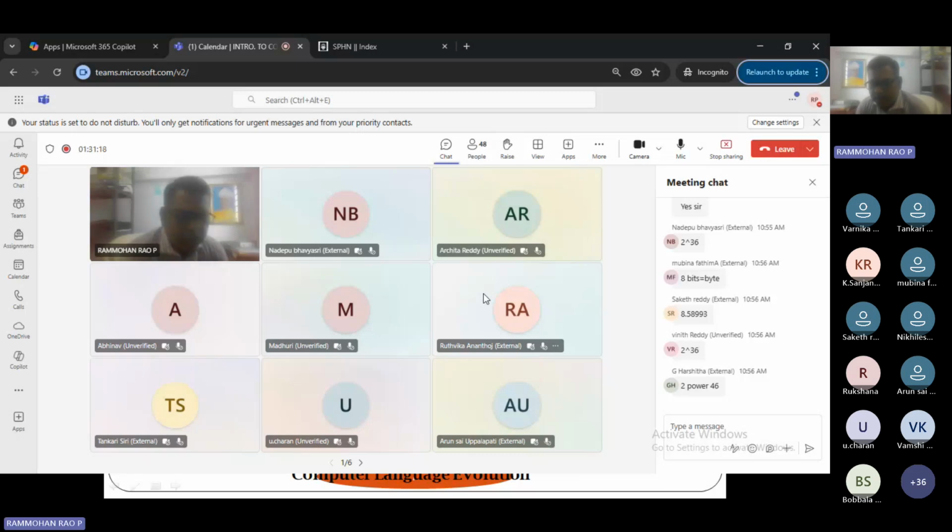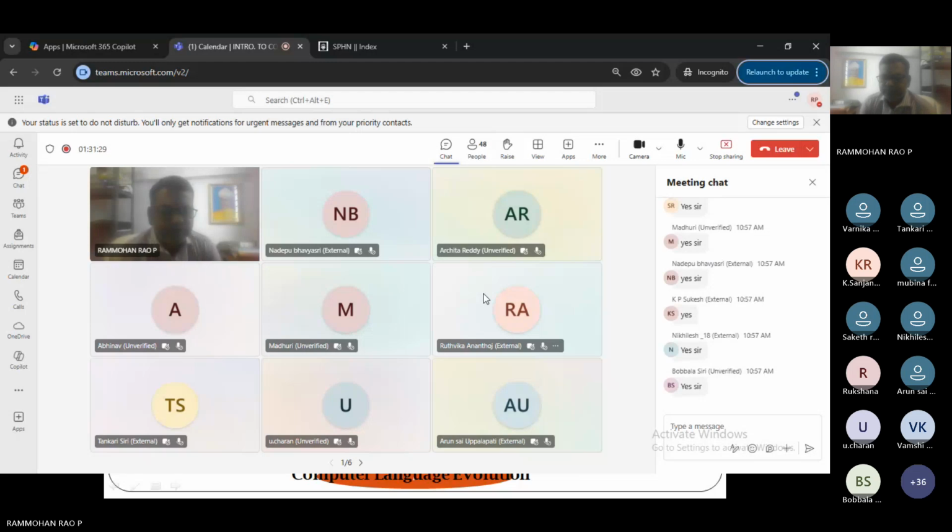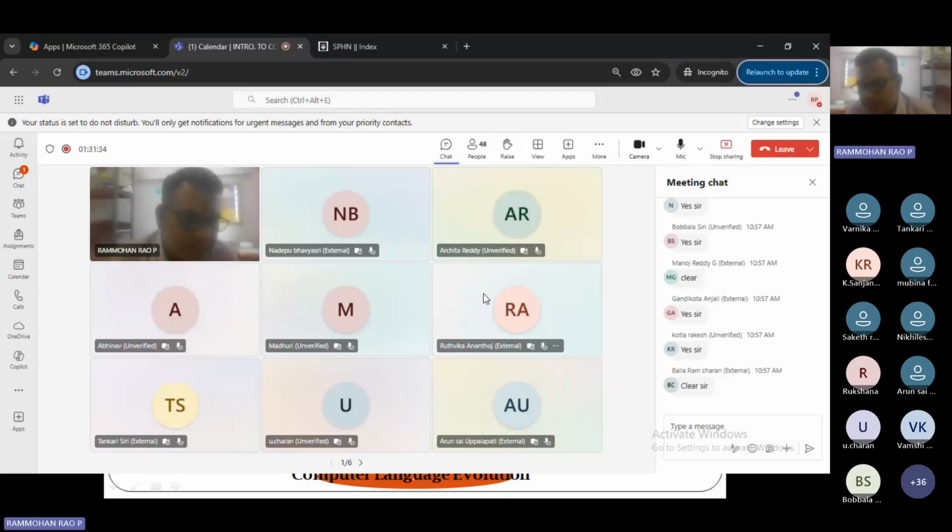Yeah, 2 power 36. It's not 2 power 46. Harshita, did you understand what exactly the process is? Harshita has made a small mistake. So Harshita, please let me know your answer, 2 power 46 or 36. Was it clear?